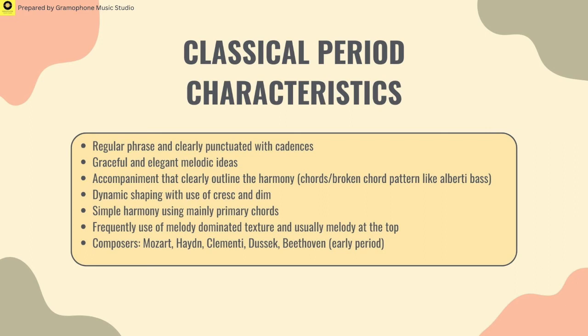Moving on to the Classical period, the characteristics are regular phrases clearly punctuated with cadences, graceful and elegant melodic ideas, accompaniment that clearly outlines the harmony, which could be chords or broken chord patterns like Alberti bass, dynamic shaping with use of crescendo and diminuendo, simple harmony using mainly primary chords, and frequent use of melody-dominated texture, usually with the melody at the top. The composers from the Classical period are Mozart, Haydn, Clementi, Diabelli, and Beethoven's early period.